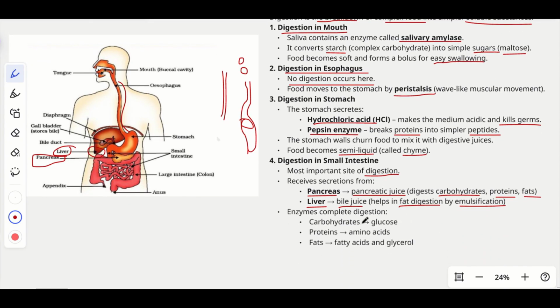And the enzymes complete the digestion. From the small intestine, what will happen? The digestion is getting completed. The carbohydrates will become glucose, proteins will be converted into amino acids, and fats are converted into fatty acids and glycerol. Clear? So this is how our digestion gets completed.